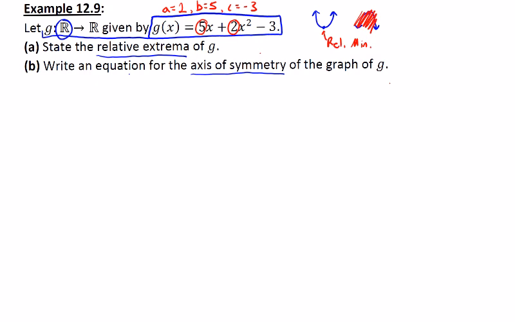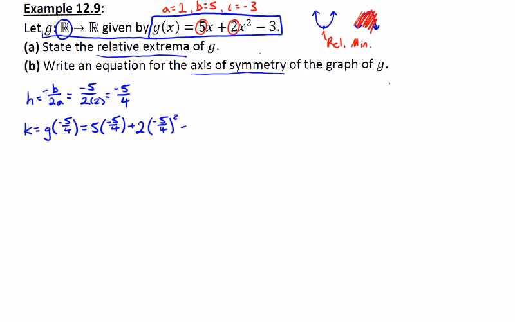So let's calculate h using the formula negative b over 2a. That's going to give us negative 5 over 2 times 2, which simplifies to negative 5/4. Then the calculation of k, which is where the bulk of the work is on this problem, is going to be g of negative 5/4. We plug in negative 5/4 into the equation: 5 times negative 5/4 plus 2 times negative 5/4 squared minus 3. And let's work on simplifying.